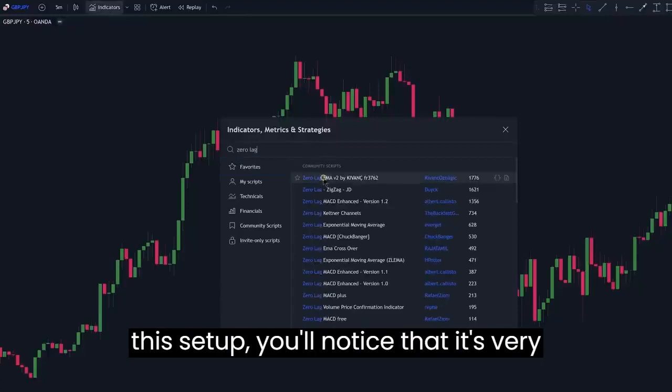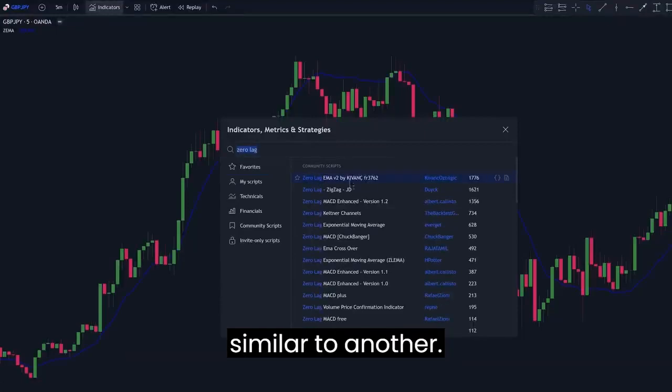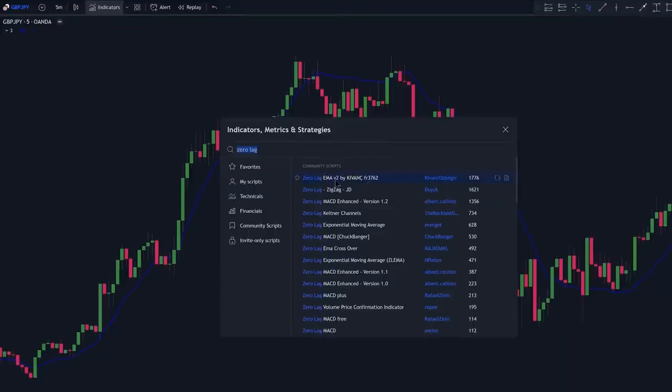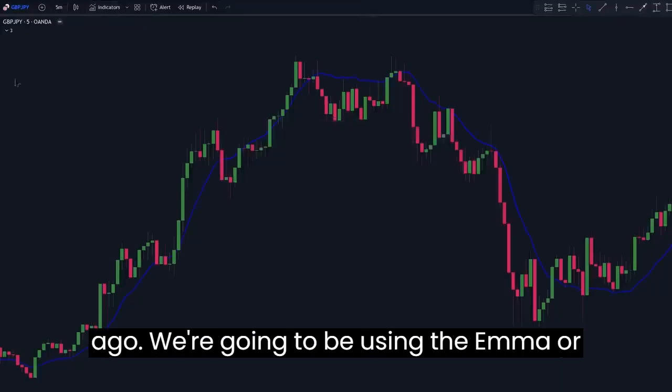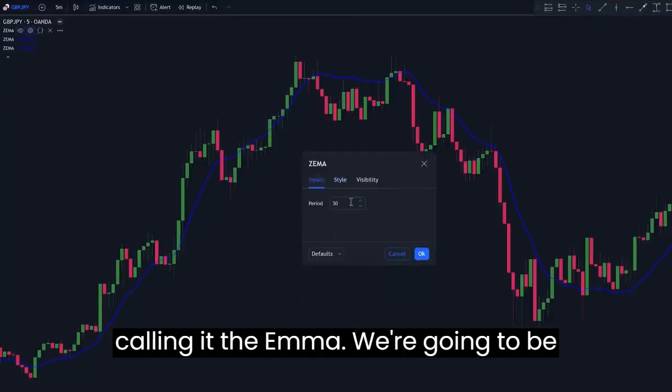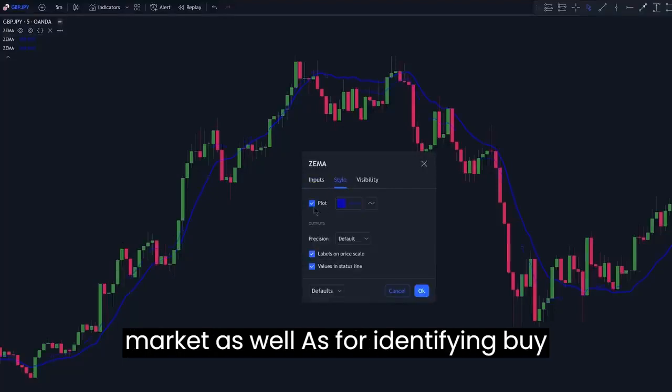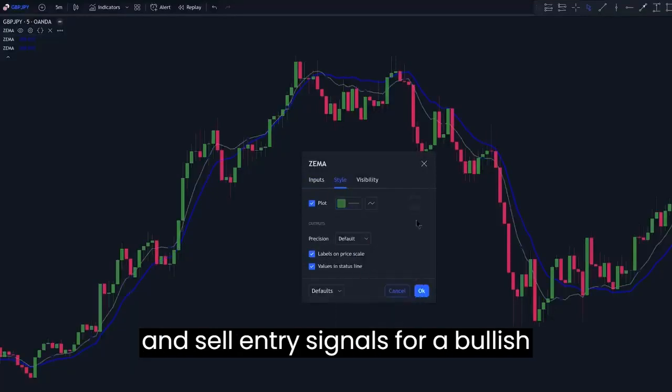Now looking at this setup, you'll notice that it's very similar to another indicator called the Williams Alligator, which I did a video about a few weeks ago. We're going to be using the ZLEMA, well, I'm just going to be calling it the ZLEMA. We're going to be using them to identify trends in the market as well as for identifying buy and sell entry signals.